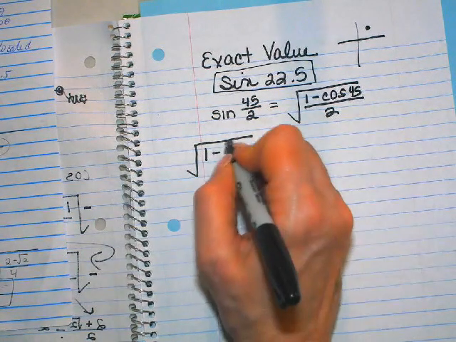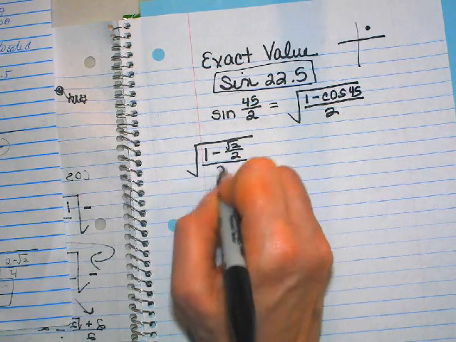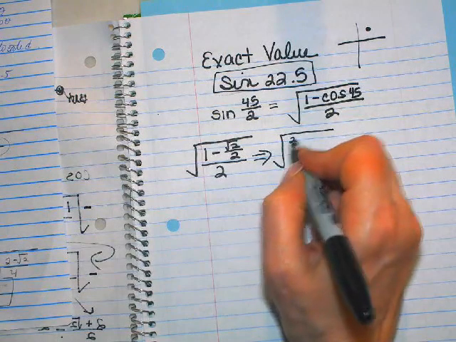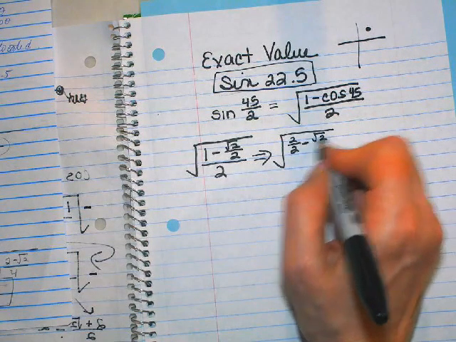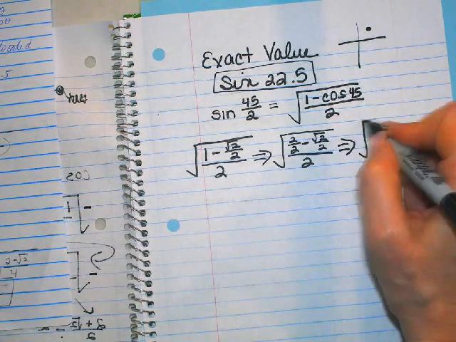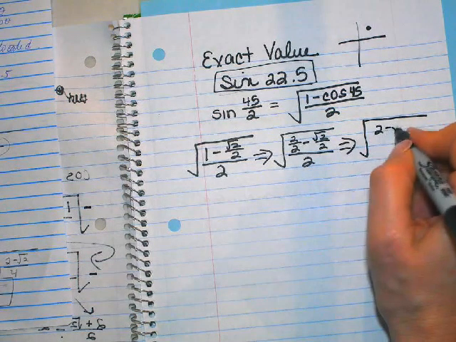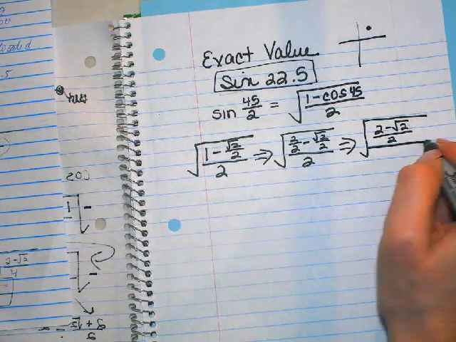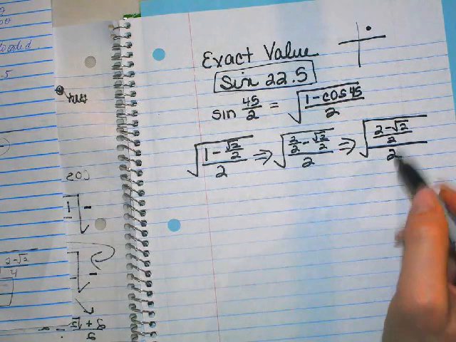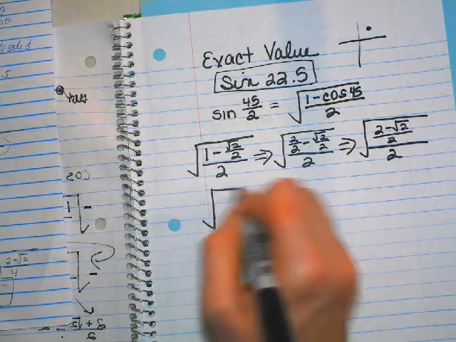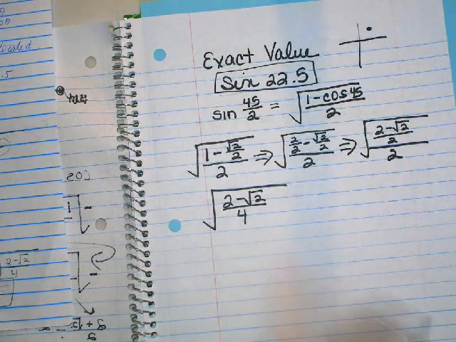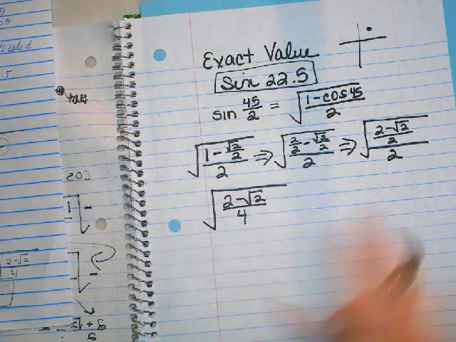So it's going to be the square root of 1 minus the cosine of 45, which is radical 2 over 2, divided by 2. We're going to change that 1 to 2 over 2, so we can actually do the math, so it has the same denominator. So it's going to be the square root of 2 minus radical 2 over 2, the whole thing divided by 2. Okay, we're going to do our little flippy math here. This divided by this is really this times the reciprocal. So it's going to work out to be 2 minus radical 2 over 4.